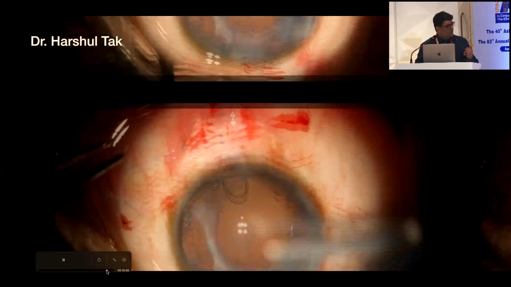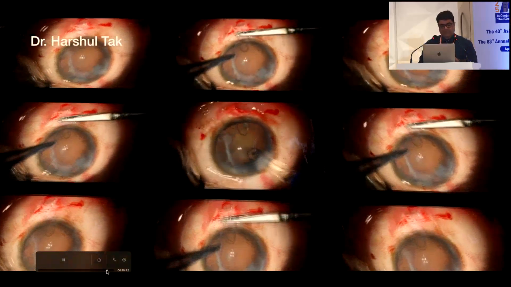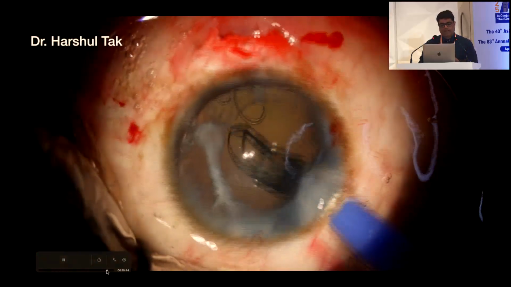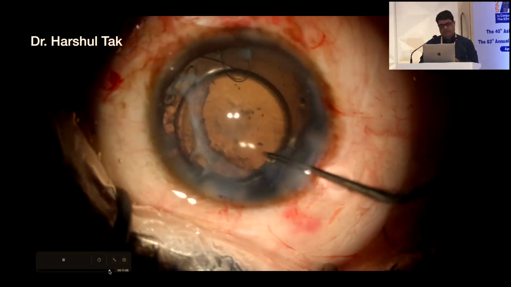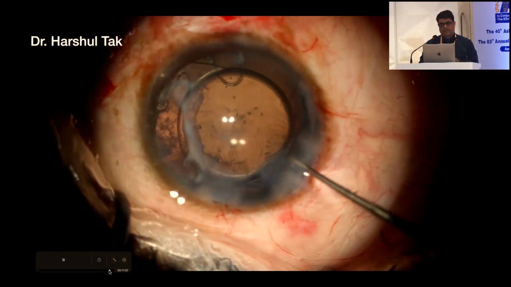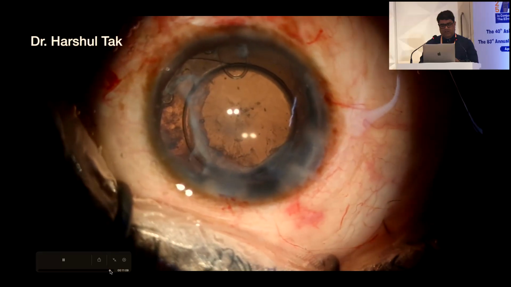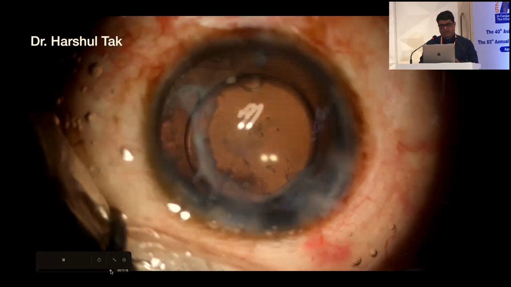This was a traumatic cataract, so I decided to go ahead and put a single piece IOL in the capsular bag. If it's a progressive zonulopathy, you may choose to put a 3-piece IOL. So here again, the IOL goes nicely in the capsular bag, and this finishes the case.